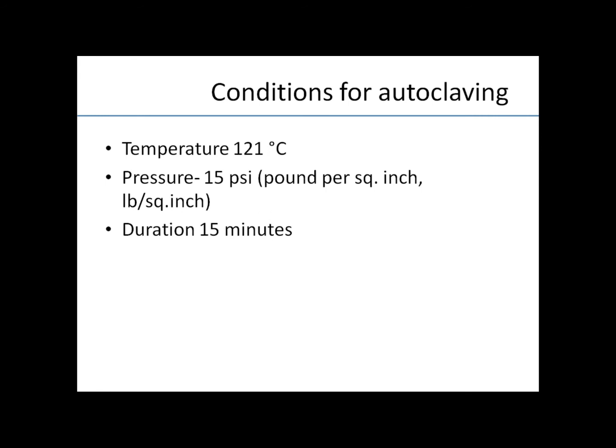So what conditions do you need for autoclaving? A temperature of 121 degrees Celsius and a pressure of 15 pounds per square inch for 15 minutes will be required to ensure complete killing of microbes from the materials that we put inside the autoclave. So this temperature, pressure and duration must be there for autoclaving.